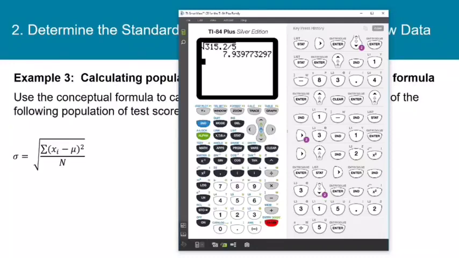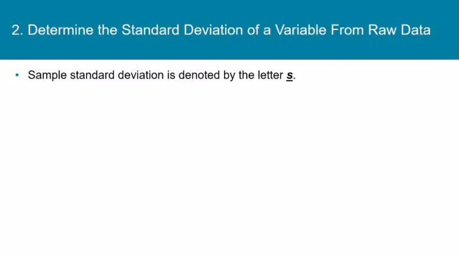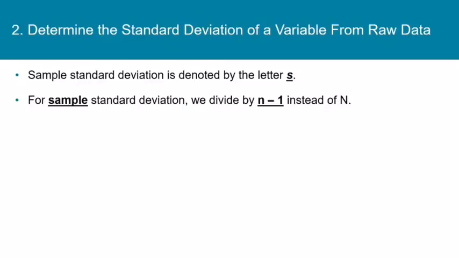Now we're going to talk about sample standard deviation. And sample standard deviation is denoted by the letter S, lowercase s. So remember, Greek letters are for population values, so we had lowercase sigma for population standard deviation, and sample values or statistics are denoted by Roman letters, so we have lowercase s for sample standard deviation. And for sample standard deviation, we divide by n minus 1 instead of capital N.